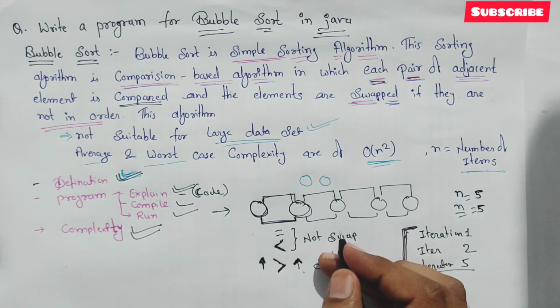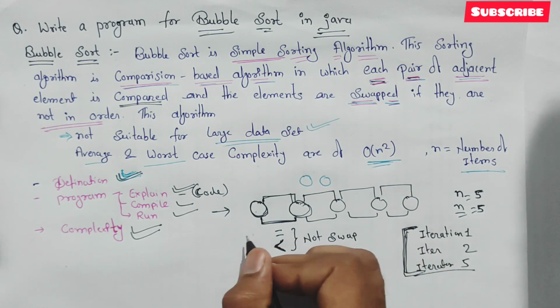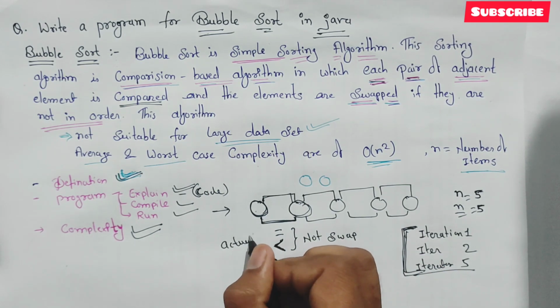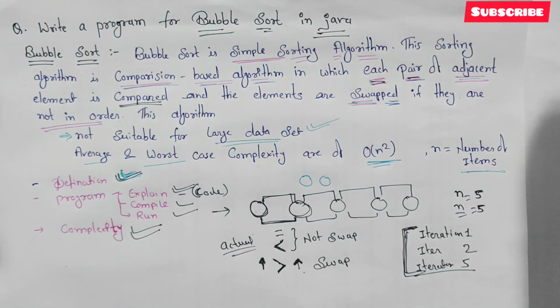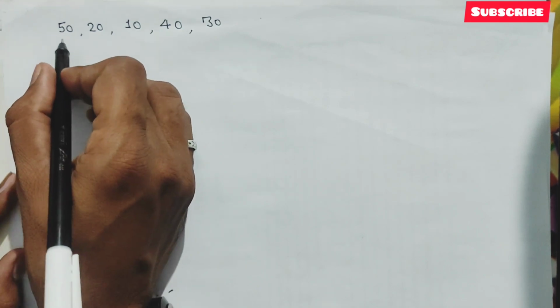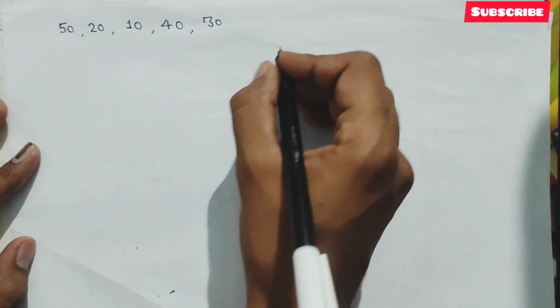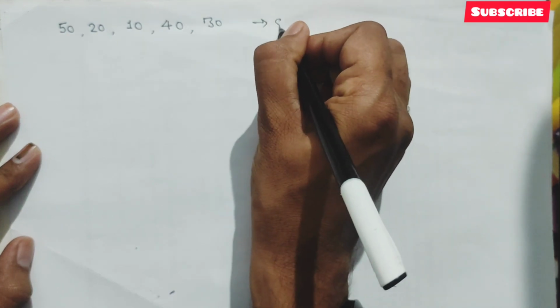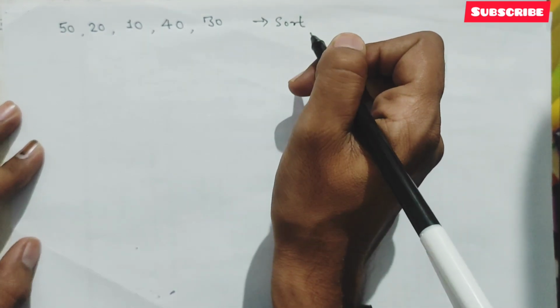So let's see how it actually works with elements. Suppose we have a list of 5 elements: 50, 20, 10, 40 and 30. Now if I want to sort them by bubble sort, how exactly will it work?